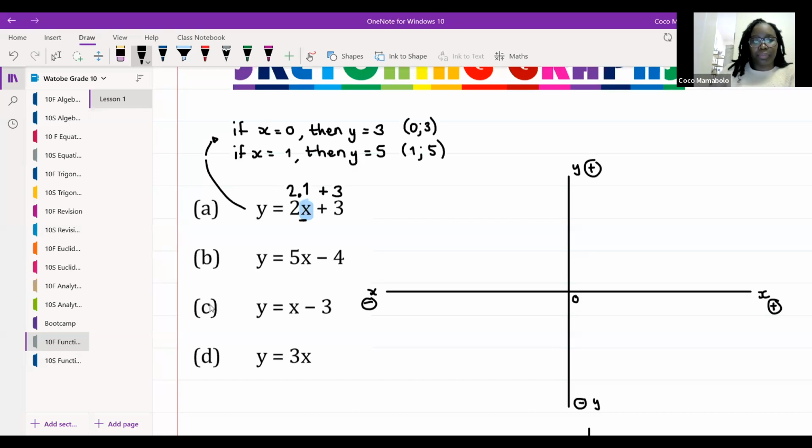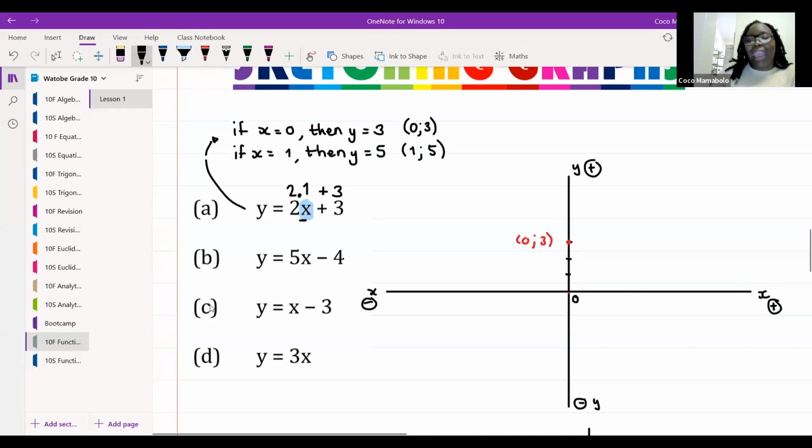Okay. So now, if I go to the point where x is 0 over here, I need to go up 3 for y. So I'm going to count up: 1, 2, 3. So my first point is going to be 0 and 3. Here we go, 0 and 3.